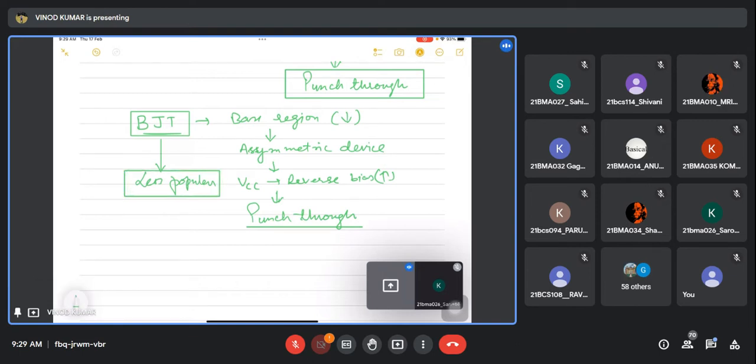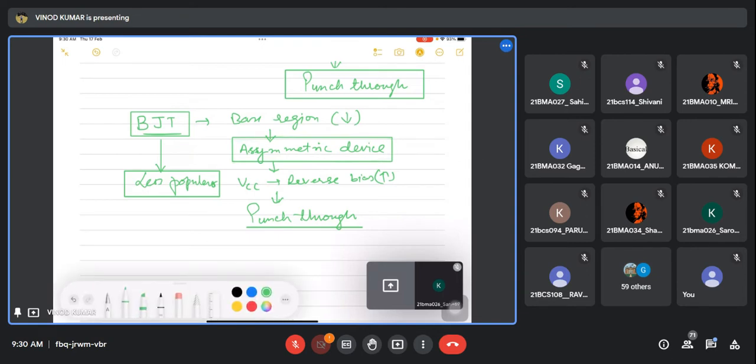As per present scenario actually. This is the only reason, because it is an asymmetric device, and that is the problem with this actually. Okay, right? So BJT is an asymmetric device.